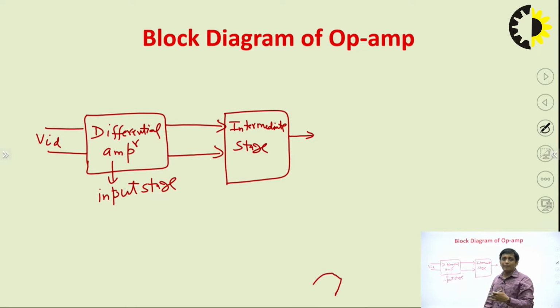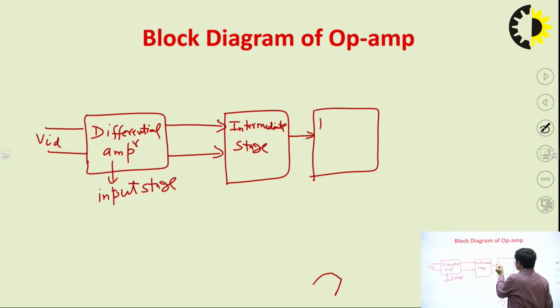Although this is not a mandatory requirement for every op-amp, in some op-amps there are two differential amplifiers. Like the first stage is a dual input, balanced output differential amplifier. The second stage is again a dual input and single-ended output, right? So this intermediate stage can again be a differential amplifier. And after that, the next stage is the level shifter circuit.